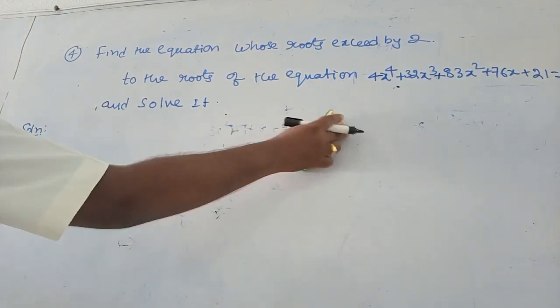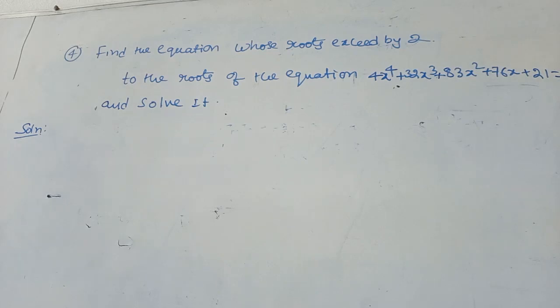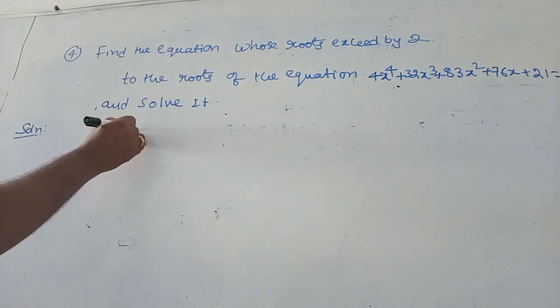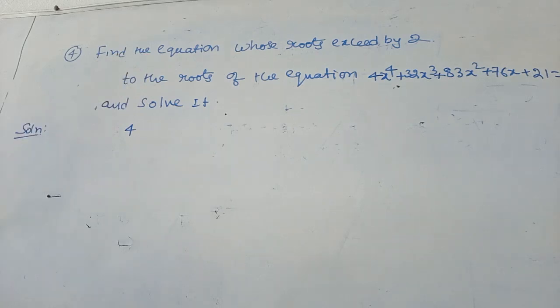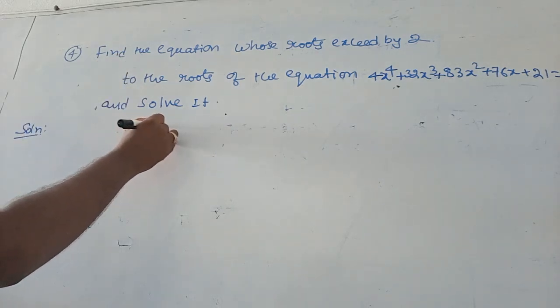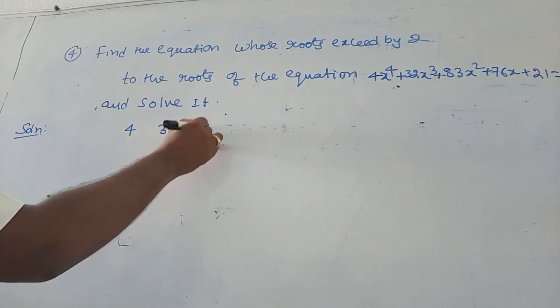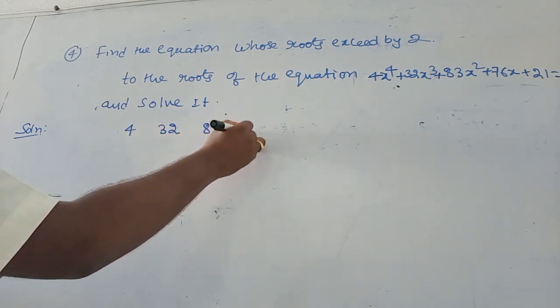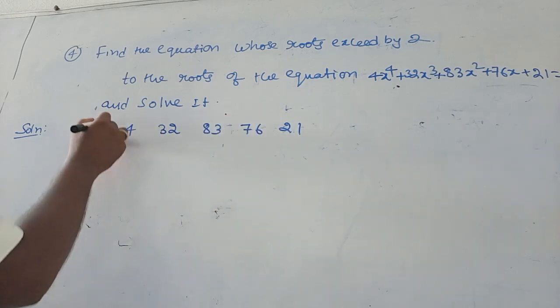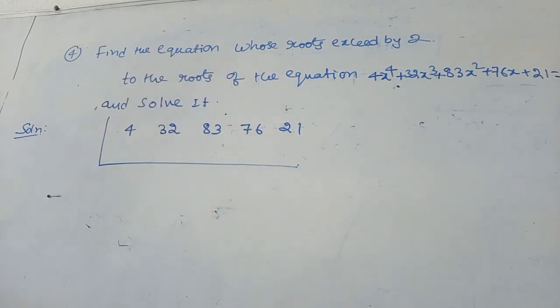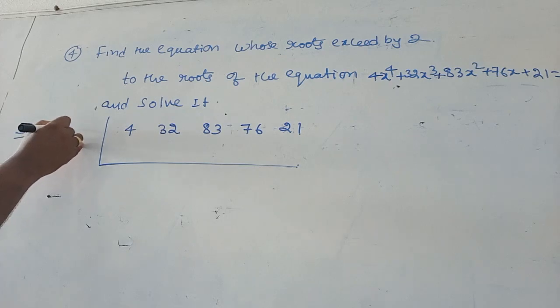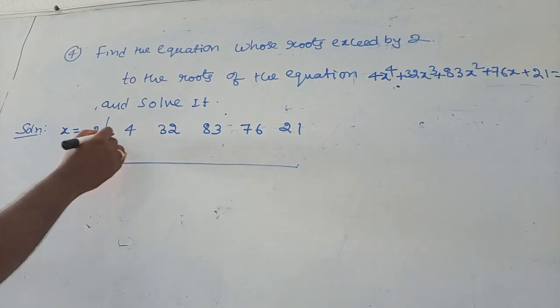This is done using Horner's method of synthetic division, because now the coefficients of our given equation are 4, 32, 83, 76 and 21. Because now we want each root to be increased by 2, that means x plus 2 equal to 0, so x is equal to minus 2 you need to take. Once you take x equal to minus 2, by Horner's method of synthetic division you proceed.